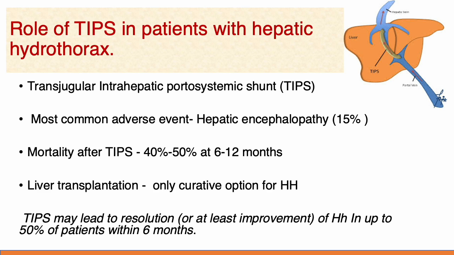TIPS, or transjugular intrahepatic portosystemic shunt, is a procedure which will be done when you do not have transplant as an option or the patient is very symptomatic. The most common adverse event of the procedure itself is hepatic encephalopathy. There is a high risk of infection also. It is a major procedure, so mortality is also high, being 40 to 50% at 6 to 12 months. But it may lead to resolution or improvement of symptoms in up to 50% of the other patients. And so for patients where there's no other option, it may be offered.